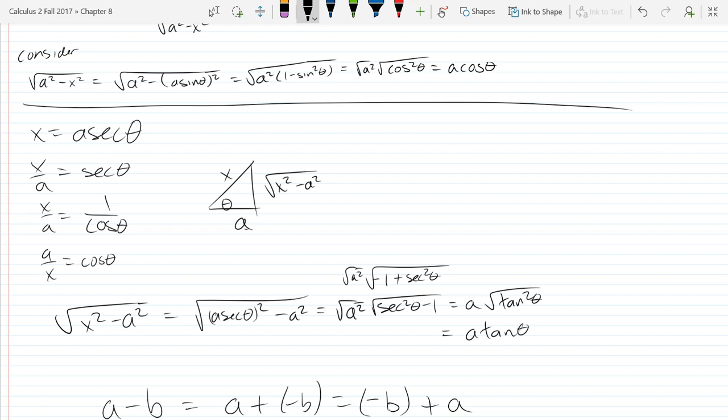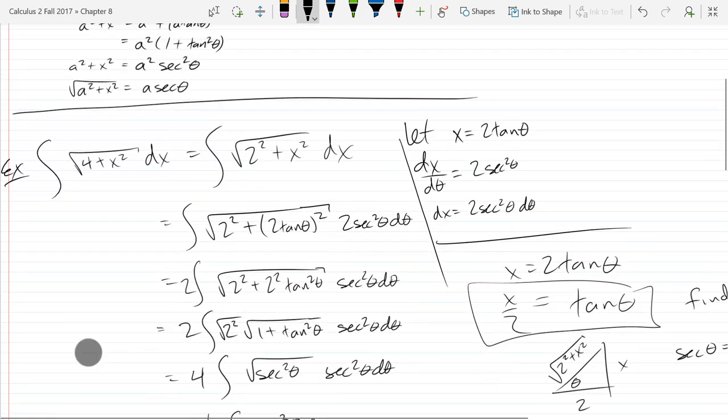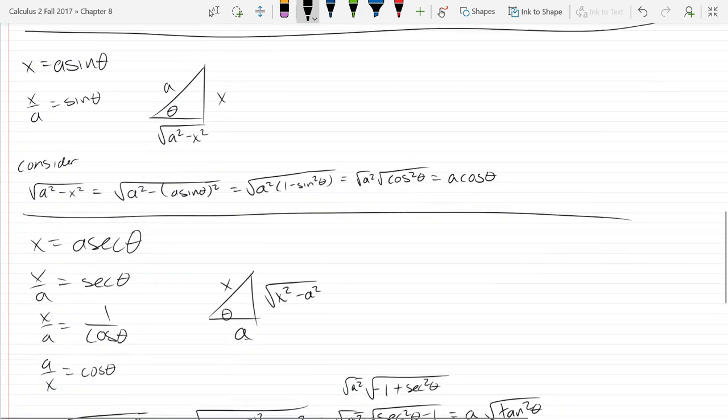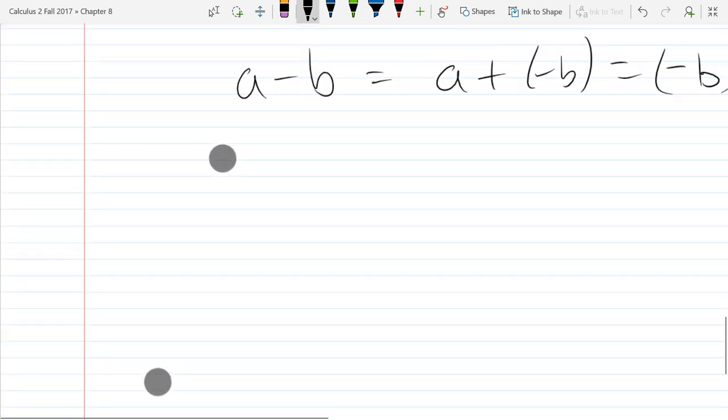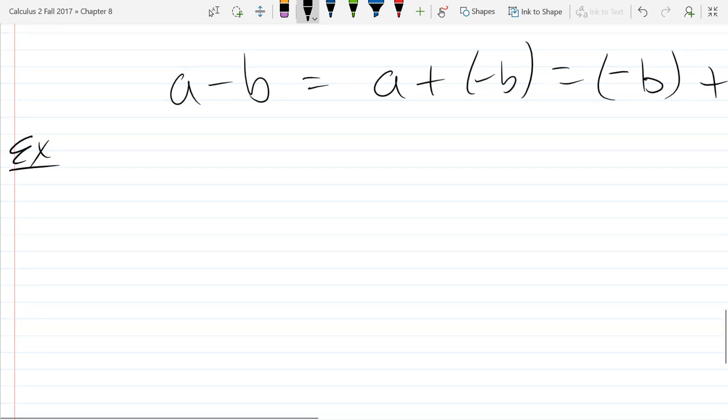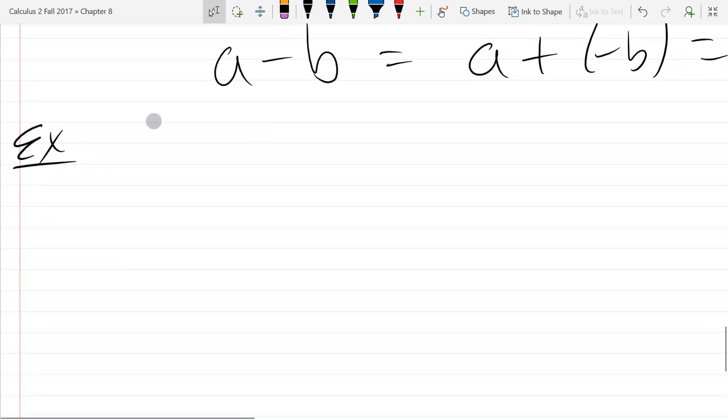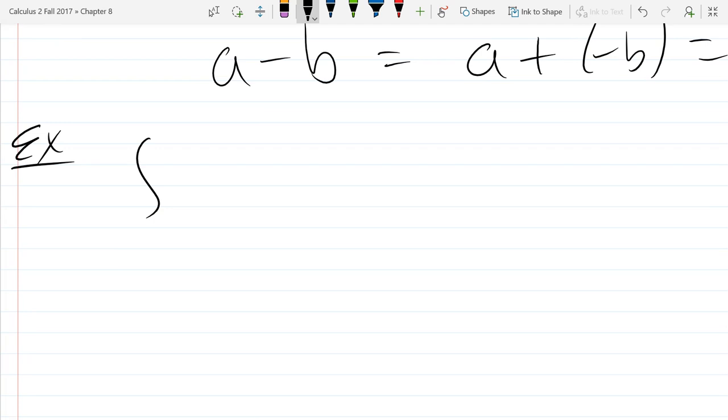So according to my notes, I only have one more problem to do out of this section. And we did x squared. OK. So here's our last trig subproblem. Integrate.